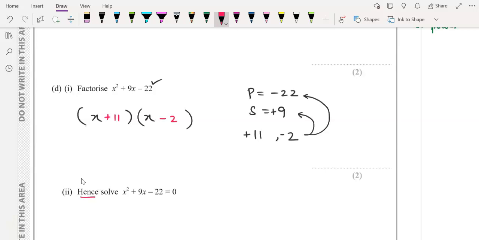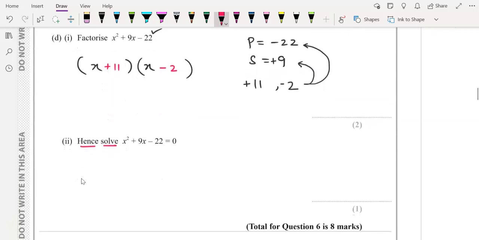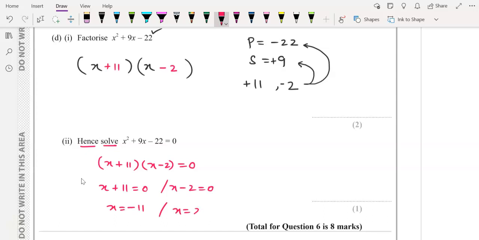It says hence solve. So it is the same expression on the left, which we have already factorized. So we have x plus 11 times x minus 2 equal to 0. Take each factor equal to 0. So you will get x equal to negative 11 or x equal to 2.